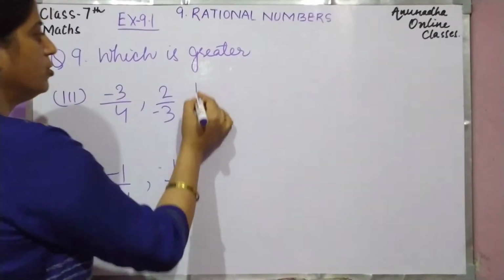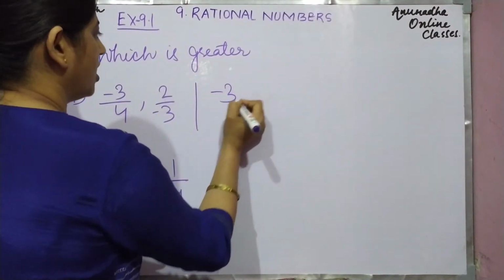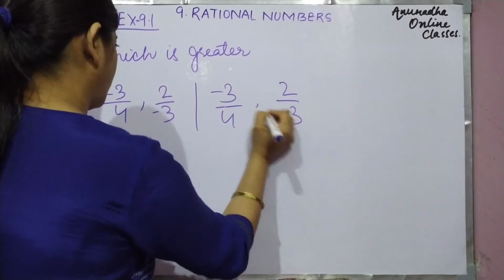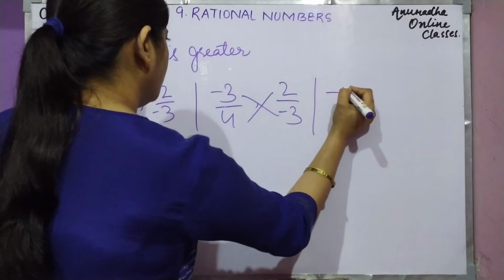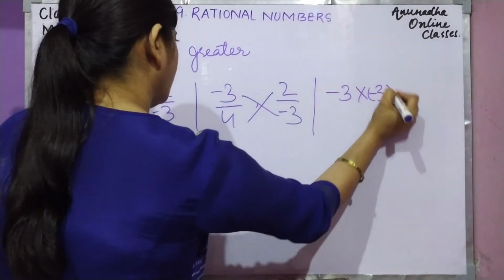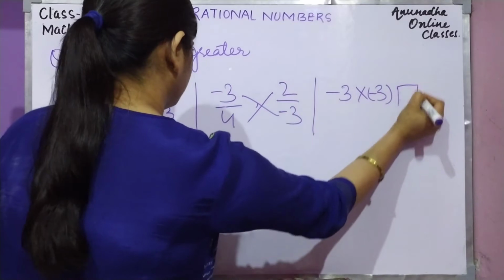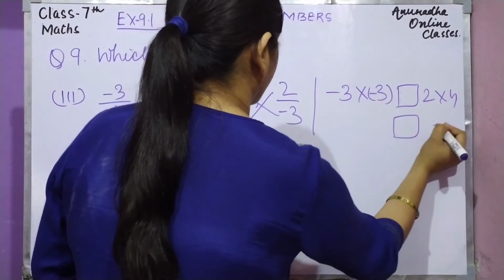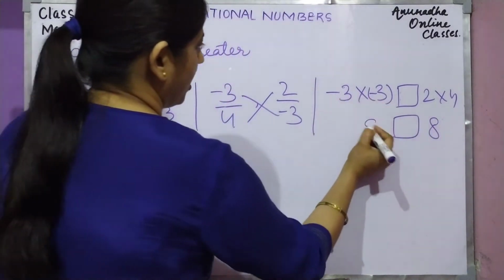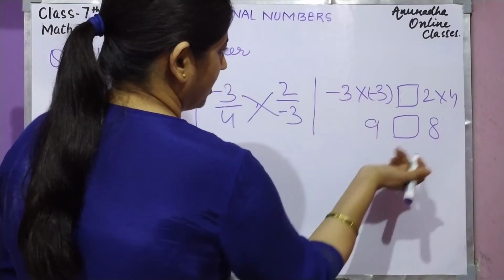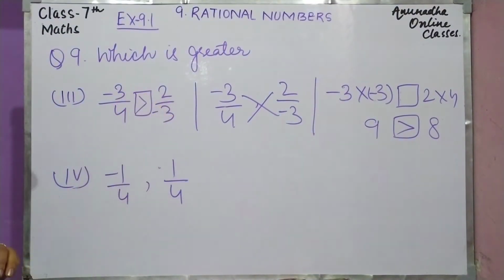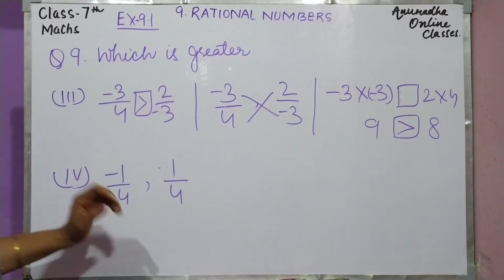See children, here is your third part. Minus 3 by 4 and 2 by minus 3. So what will you do? Do the cross multiplication. Minus 3 by 4 and 2 upon minus 3. We did cross multiplication. We get minus 3 into minus 3, box, 2 into 4. 3 3s are 9, minus minus is plus. So 9 and 8, which is greater? This side is greater. That means minus 3 by 4 is greater than 2 upon minus 3. Let's come to the next.